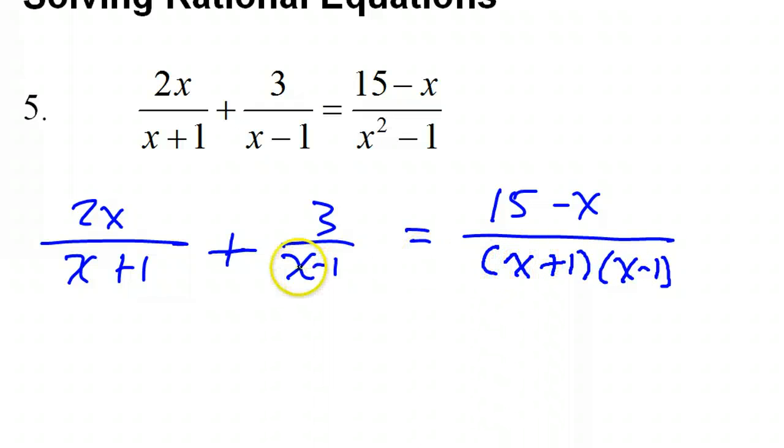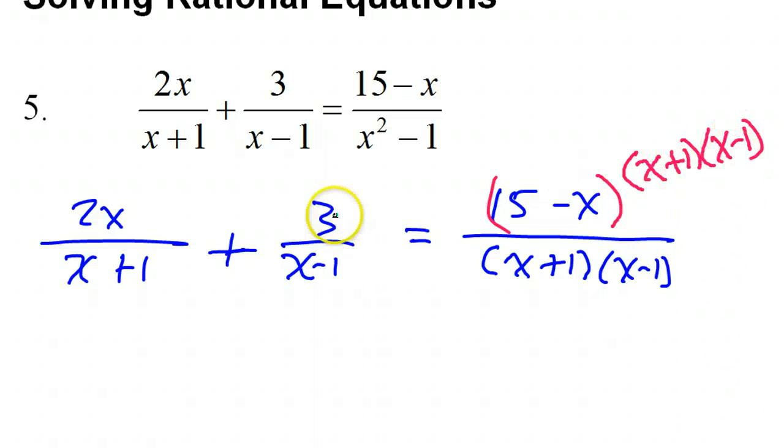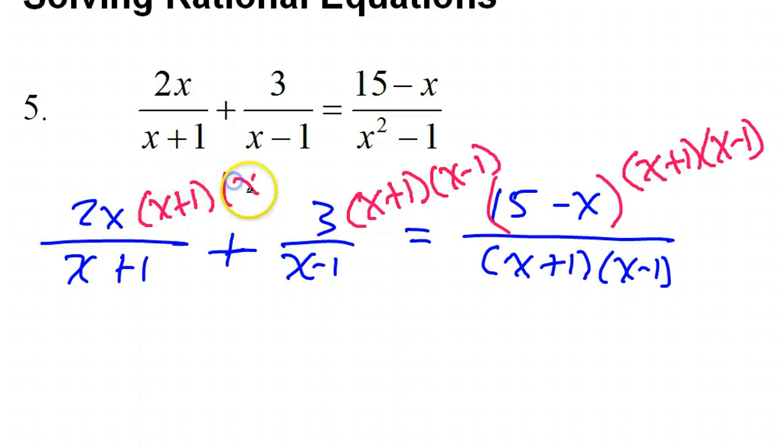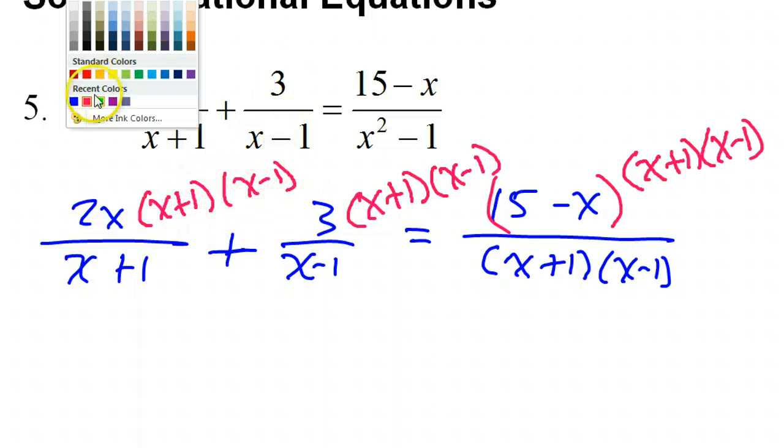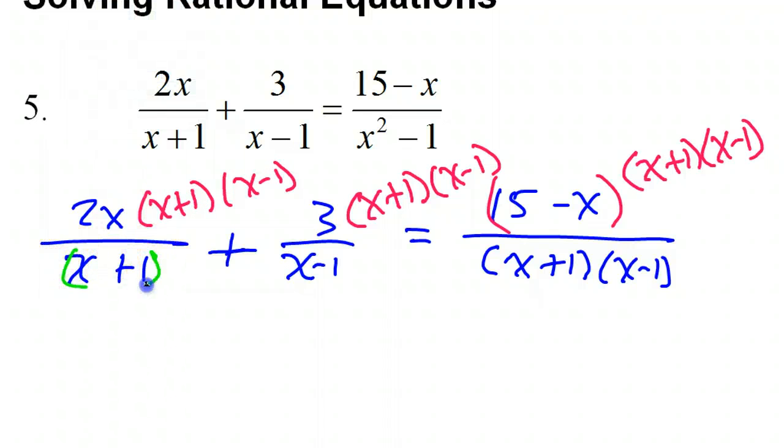So, I need to multiply by the least common denominator. The least common denominator would be x plus 1 times x minus 1. So that's what I'm going to multiply by everything. Okay, so let's see what all cancels out. So this x plus 1 cancels out here, this x minus 1 cancels out, and here the whole thing cancels out.